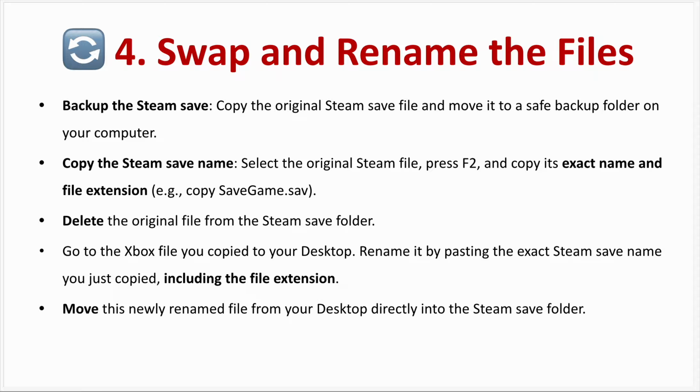Now go to the Xbox file you copied to your desktop and rename it by pasting the exact Steam save name you just copied, including the file extension. Now you can move this newly renamed file from your desktop directly into the Steam save folder.